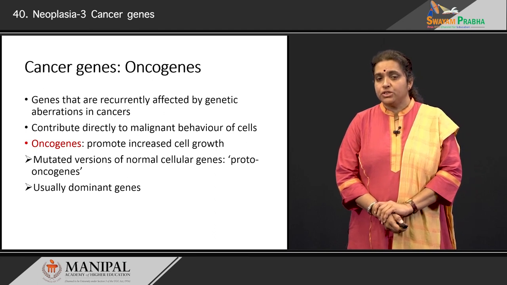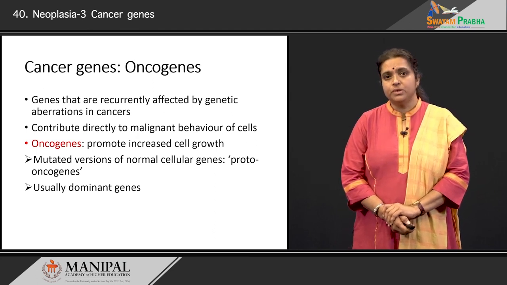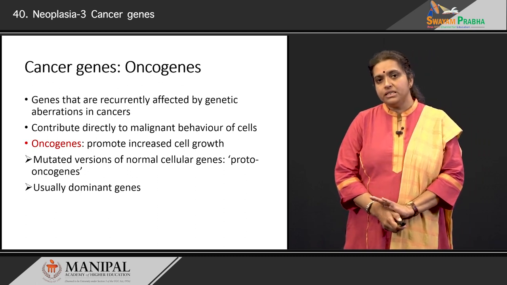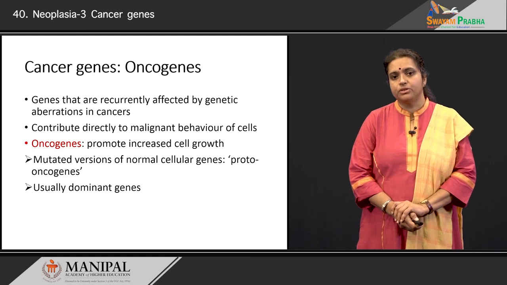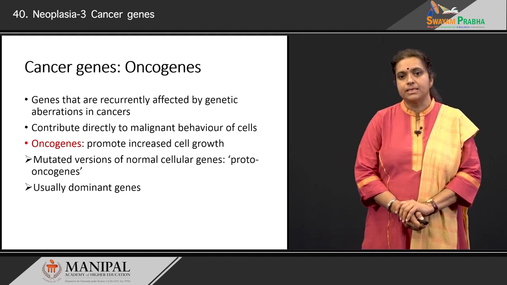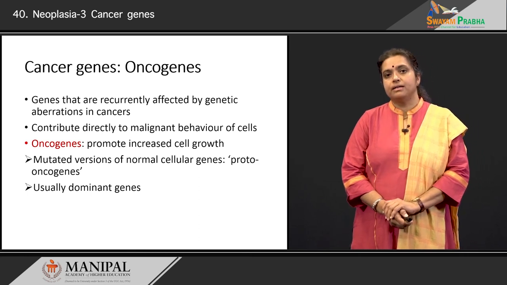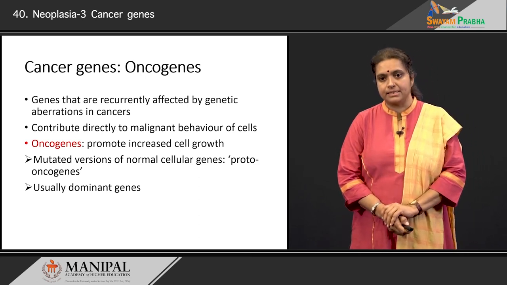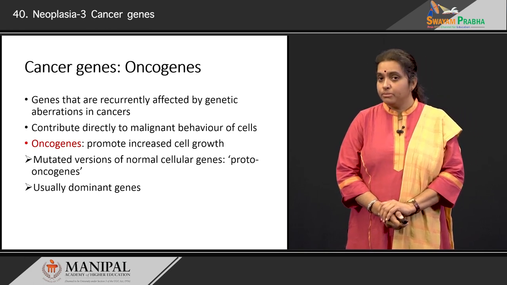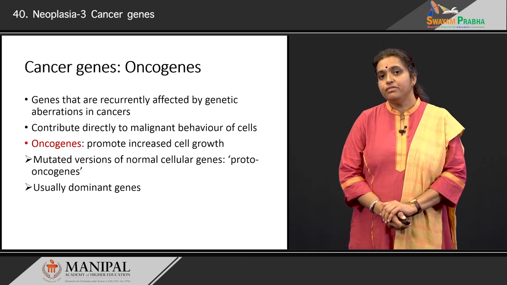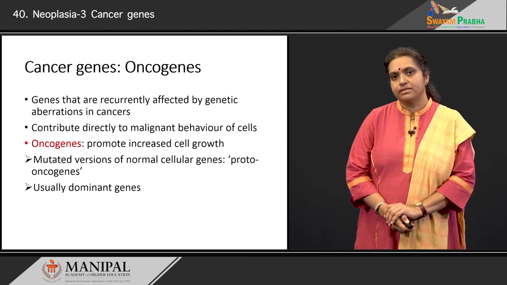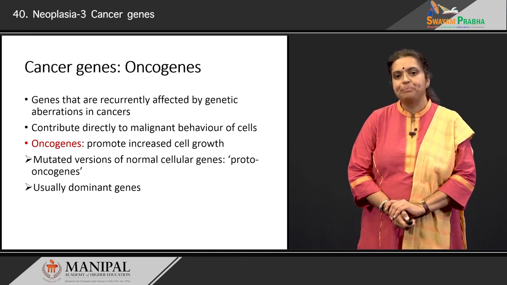Now, these are actually, as I already mentioned, mutated versions of normal cellular genes. So, there is a set of genes normally present in the cells, known as proto-oncogenes, which have certain normal functions, and these are altered during the formation of cancer and they become oncogenes. Usually, these are dominant genes, which means even if a single allele is inherited, the cell can transform into a malignant cell.